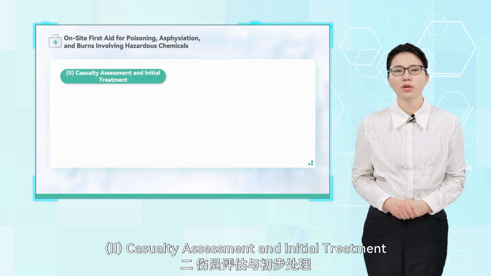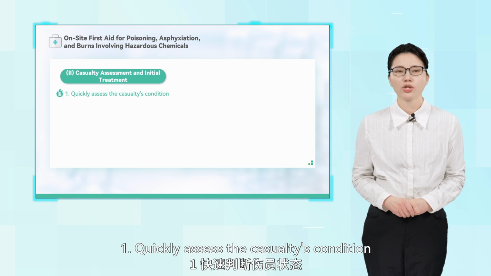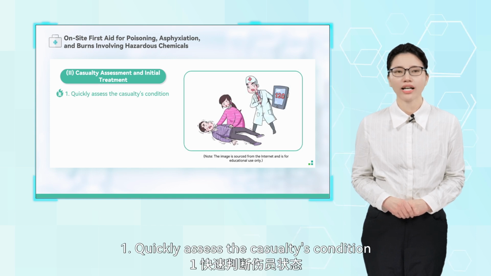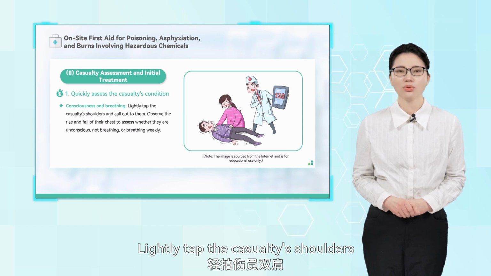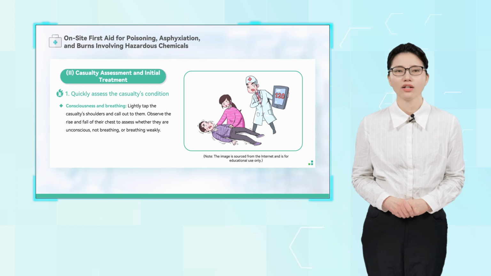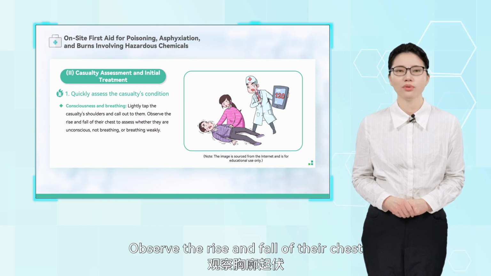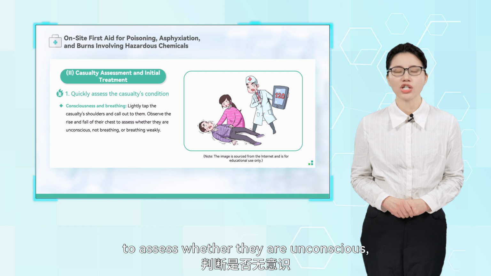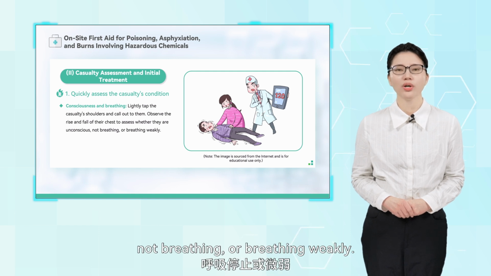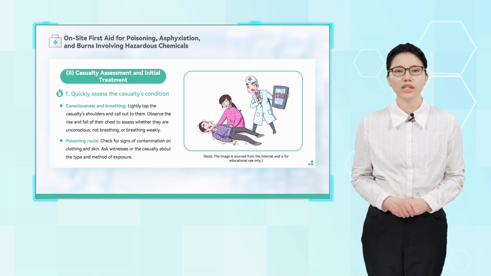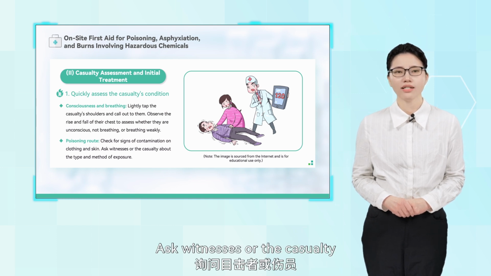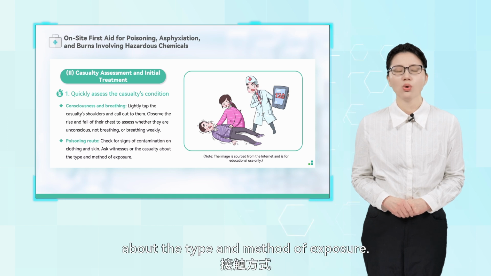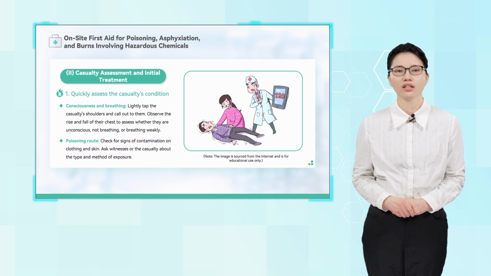2. Casualty assessment and initial treatment. 1. Quickly assess the casualty's condition. Consciousness and breathing. Lightly tap the casualty's shoulders and call out to them. Observe the rise and fall of their chest to assess whether they are unconscious, not breathing, or breathing weakly. Poisoning route. Check for signs of contamination on clothing and skin. Ask witnesses or the casualty about the type and method of exposure.